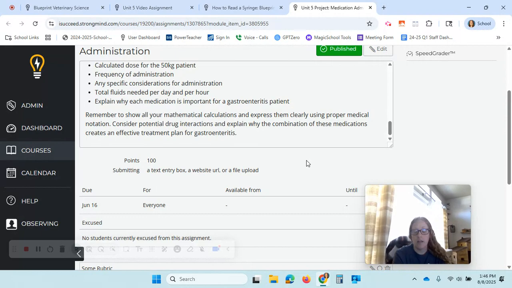Think like a veterinary technician or a veterinary student in your ICU with your first patient with some gastroenteritis and make them feel better. Good luck. Let me know if you have any questions.